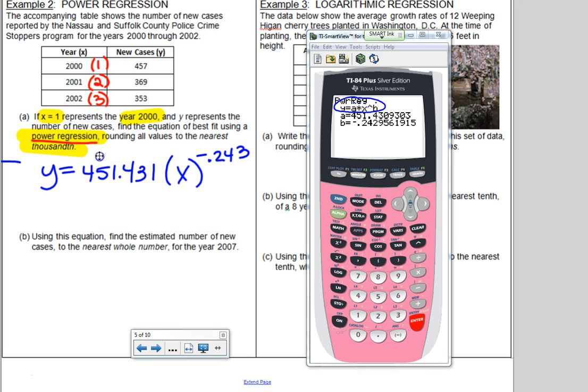Okay, so our follow-up question. Using this equation, find the estimated number of new cases to the nearest whole number for the year 2007. Because we changed the year, we're not going to type in X as 2007. We have to realize what number year that would represent. If you look at the pattern, 2007 will be an 8, because the number at the end and the number we need is one more higher. So it's going to end up being an 8. That means X is 8.